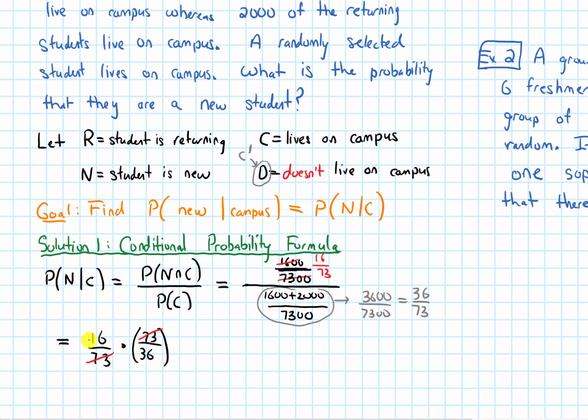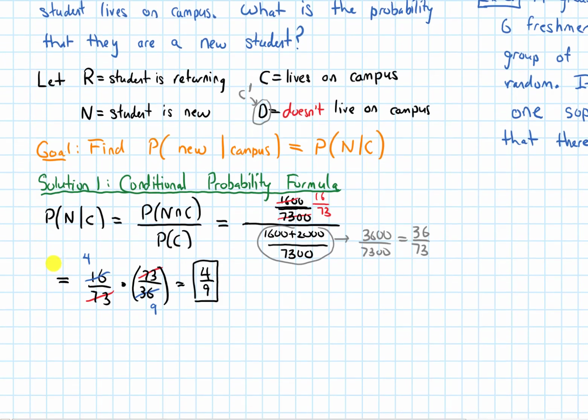But those cancel a little bit too. I could divide each of those by 4 and be left with 4 up here, and 36 divided by 4 is 9. So we get 4 over 9. And that is our probability. So it simplified quite a bit. So you might have recognized that it would have been a little bit quicker because I have equally likely outcomes.